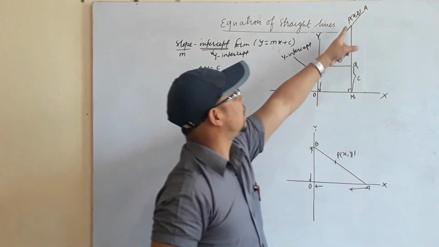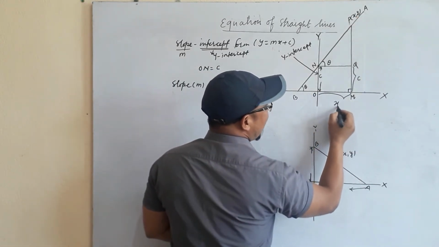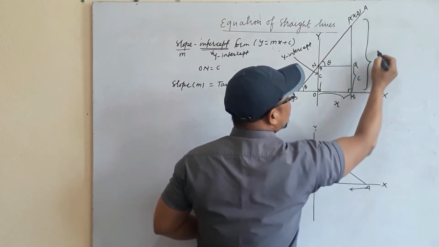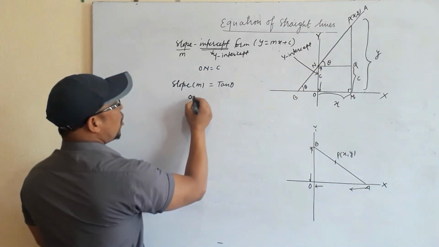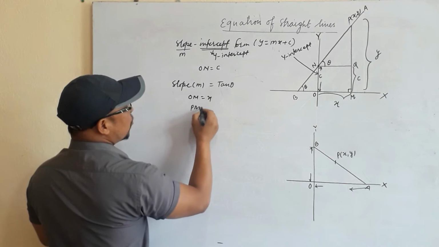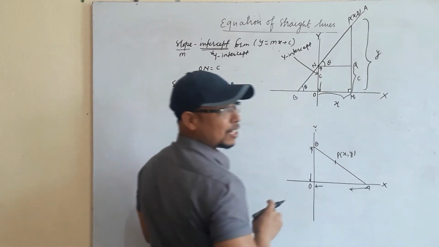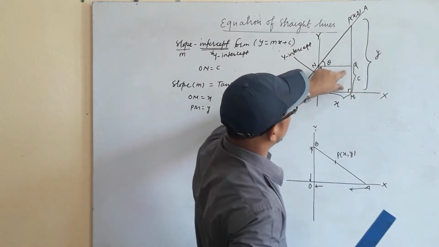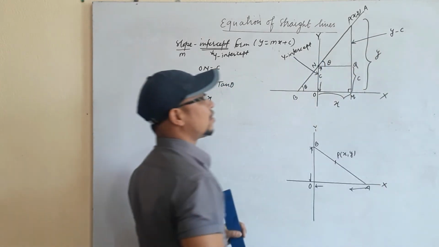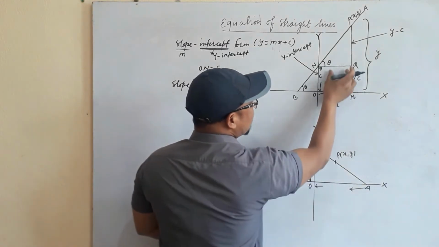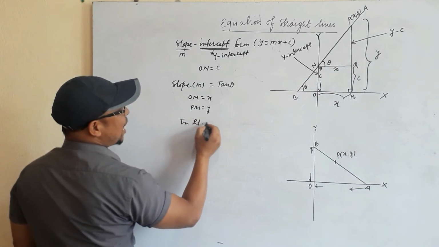Now see here, as P is (x, y), the value of OM is x and the value of PM is y. So OM equals x and PM equals y. Now look here, ON is c, so of course QM is also c. And as PM is y and QM is c, this part PQ is y minus c. And this opposite side is also x. Now see, in the right angle triangle, what?